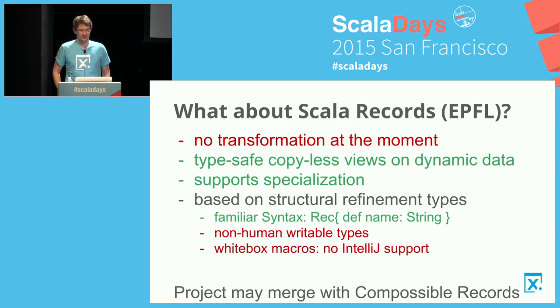Also, they rely completely on white box macros, so there's no code completion in something like IntelliJ. However, something really cool that they're doing is their records. The composable records internally just have a hash map, and you do hash map operations. The Scala records are basically just type-safe views on existing data, so you don't need to copy anything into a map. You just have a type-safe layer on top of it and access directly what you need.